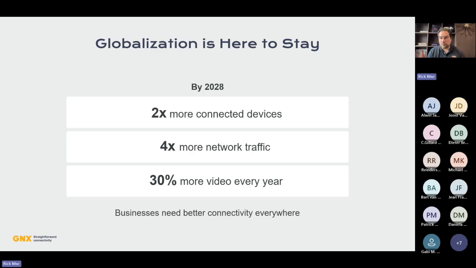These statistics are from a Gartner research where they anticipate about a doubling of the amount of devices connected to the internet or some form of network connectivity by 2028, which is only 3 years away. We expect about 4x the network traffic. That means that we're going to double pretty much every year, like we did for the past 25 years. Again, there was a slight growth delay in internet traffic, but we see that picking up definitely again.